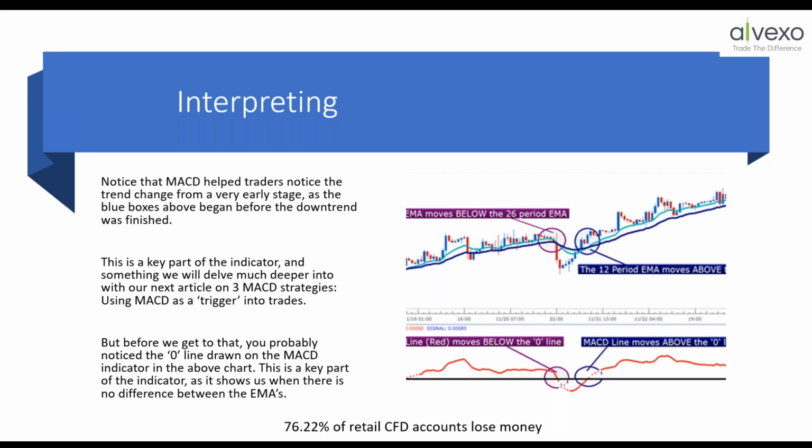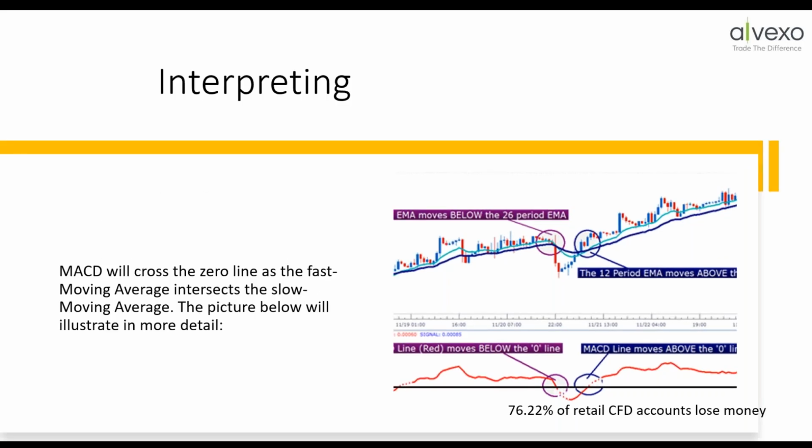Now, notice that the MACD here helped traders notice trend changes from a very early stage. You can easily see these trend shifts, especially using a histogram and using the zero line. Whenever the MACD line and signal line cross each other, we should see a prediction of a change in the trend.